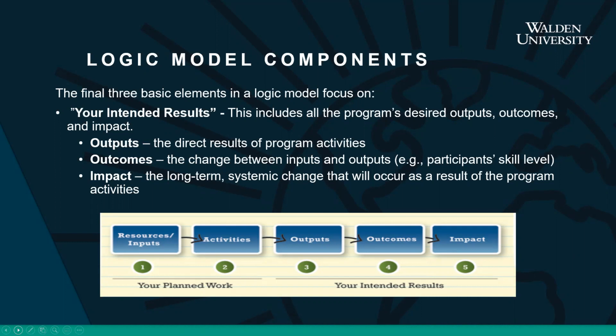Your intermediate outcomes are a change between inputs and outputs. So basically, it's the intermediate goal. It's the beginning of the change that you were hoping to see taking place in your organization. And then your impact or long-term goals is basically the systematic change that you're deploying the program to hopefully develop. So what are your long-term goals?